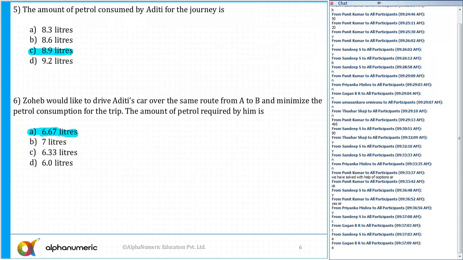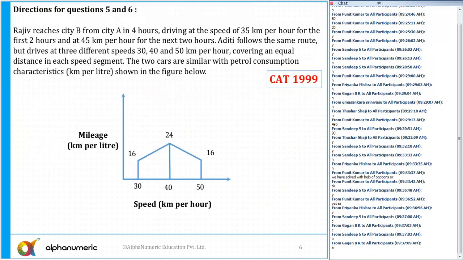Let's finish it quickly. It says Rajiv reaches city B from city A in 4 hours. So basically Rajiv is taking 4 hours, driving at a speed of 35 km per hour for the first 2 hours and 45 km per hour for the next 2 hours. Aditi follows the same route but drives at 3 different speeds: 30, 40, 50, covering an equal distance in each of the speed segments. The two cars have similar petrol consumption characteristics, that is mileage, shown in the figure below.